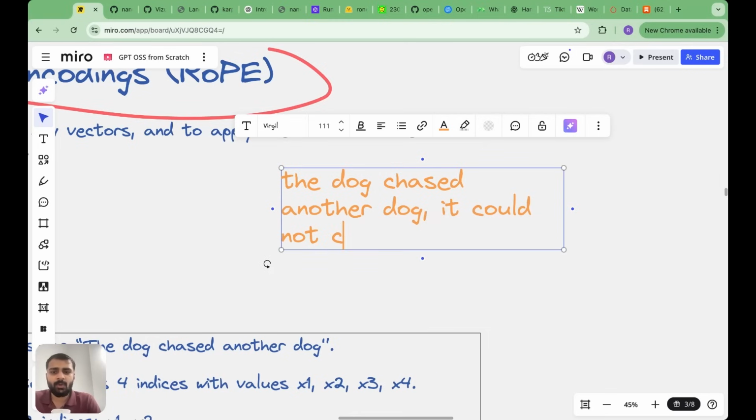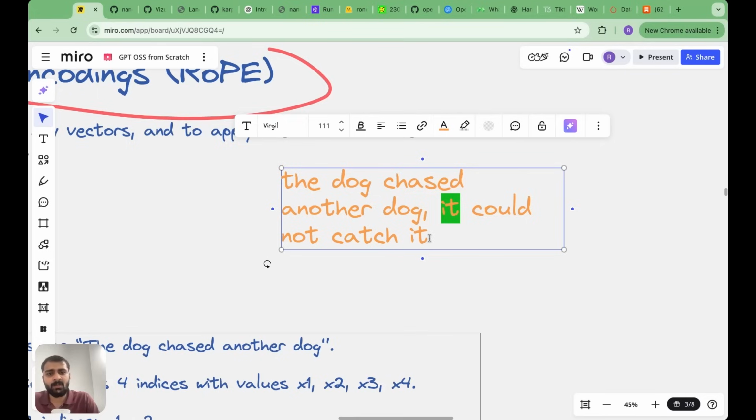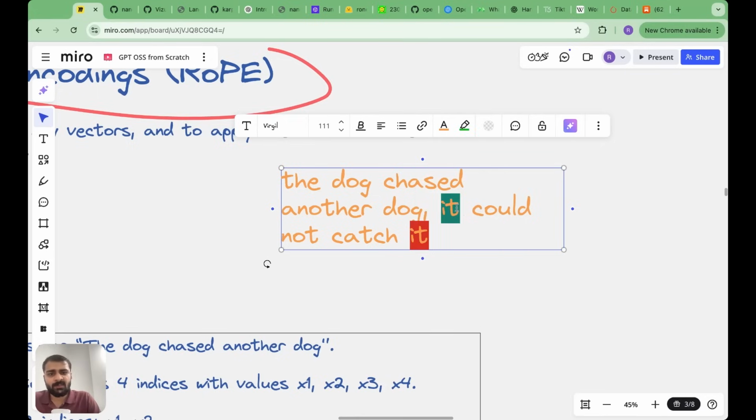It could not catch it. Now, if I look at this it, which I am right now marking in this green color, and if I look at the second it, which I'm marking in red color, this first it refers to the first dog, and the second it refers to the second dog. So clearly they are referring to different things. But if I just do token embeddings, both of these will have the same meaning. So they have the same vector.